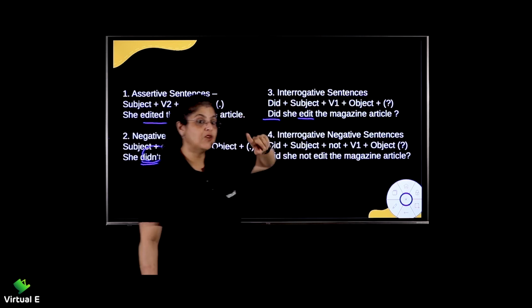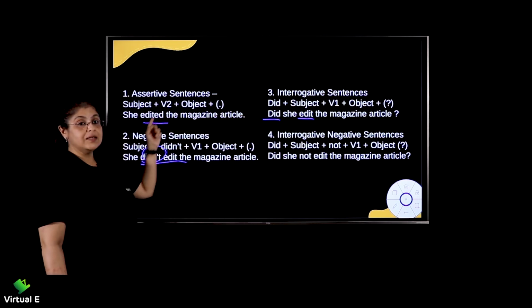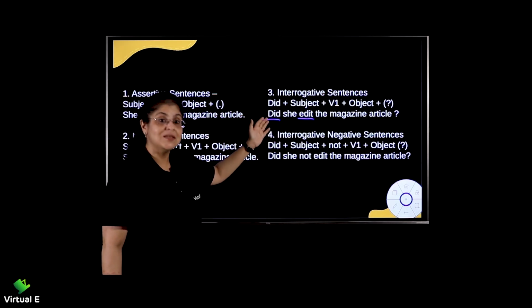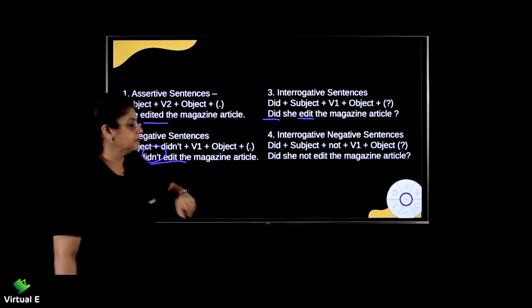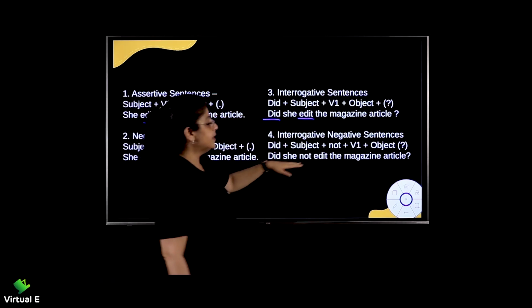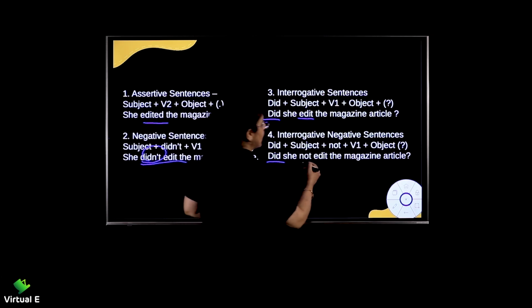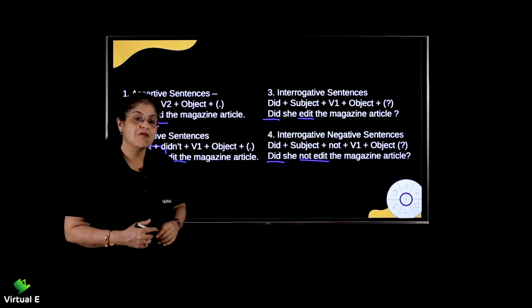V1 is your present form. It is not coming V2 like here. Here it is V2. Why? Because it is past tense. But here we are using a helping verb. We are using did. So then in this case, it becomes V1. Going further, did she not edit the magazine article? So here you have your past and here you have your negative in the V1 form.